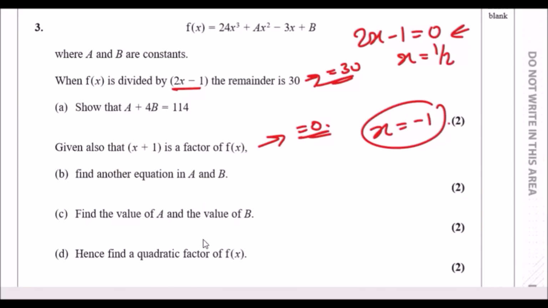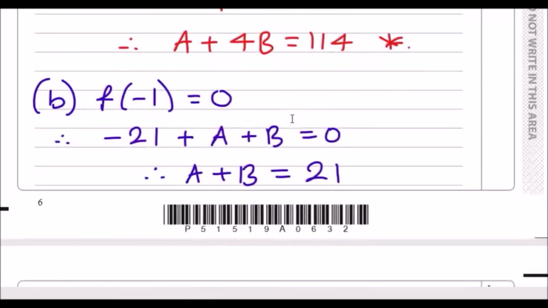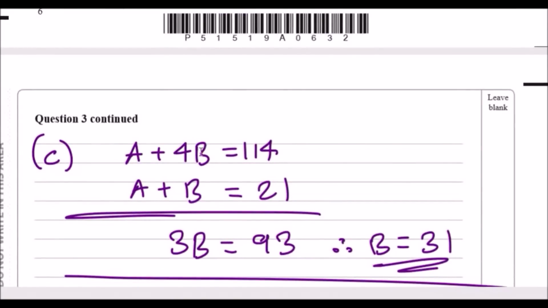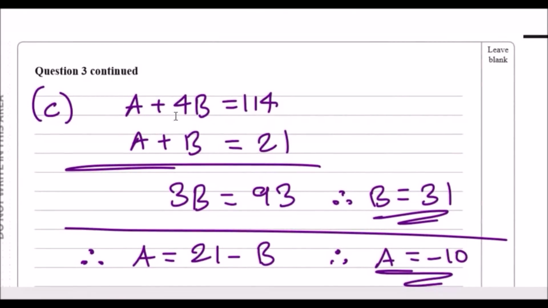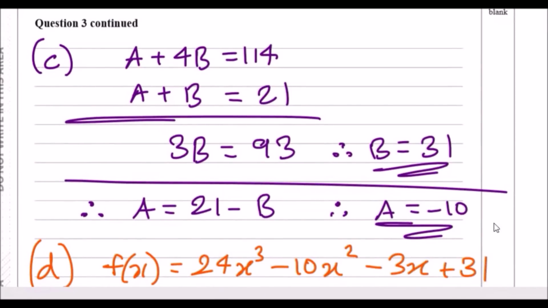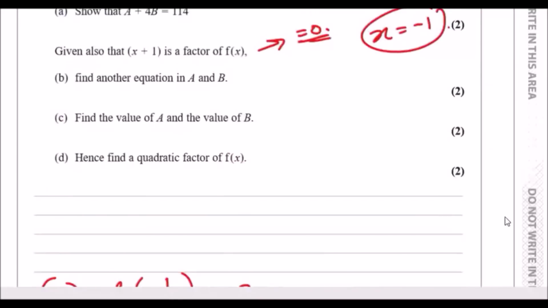Now for C, it's just continuation of A and B. Now you just have to solve the simultaneous pair of equations from part A and part B. So looking at C, we have 4a plus 4b and a plus b equals some values. Just make it easy. I just subtracted the equations and it gave me 3b equals 93. Divide by 3 and you get your value for b. And then just plug in your value of b into any of these equations to get a. And I got minus 10. That's it. Like I said, this is an easy question.